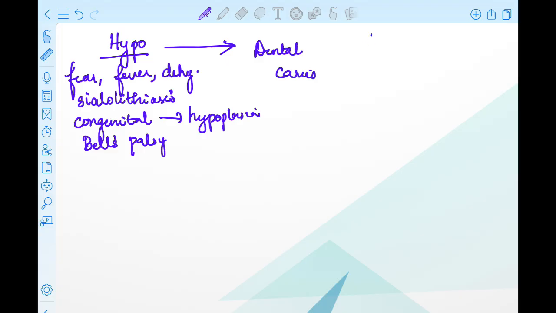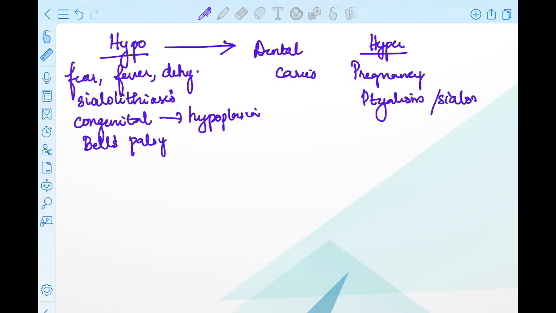And another condition is hypersalivation. So this means there is excess saliva secretion, and one physiological cause is pregnancy, and the pathological cause is known as ptyalism or sialorrhea. And some other reasons like tooth decay, then gastrointestinal diseases, neurological diseases like Parkinsonism, cerebral stroke, psychiatric conditions, nausea. When we are nauseated, there is hypersalivation, right?